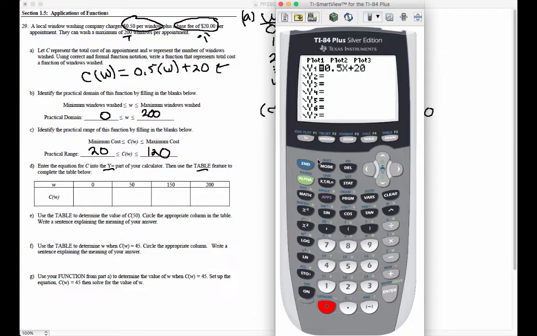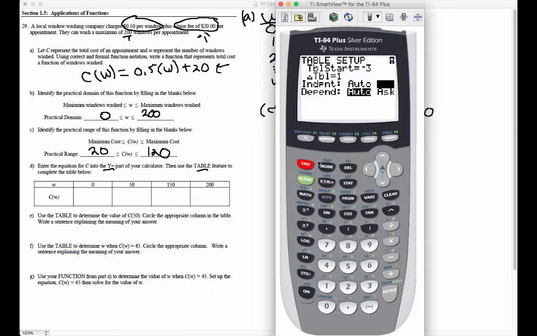Okay, now if my table is set in auto, I can scroll till I find 0, scroll till I find 50, scroll, I'm going to be scrolling forever, okay? So let's find a quicker way to get there. So hit second and then the window key, which is second table set. You're going to come down here to independent, and you want to change that to ask. And when you do that, it allows you to put in what values you want to have generated in the table.